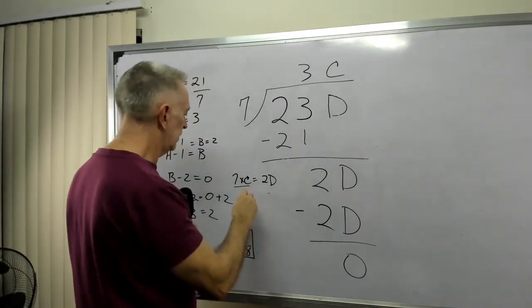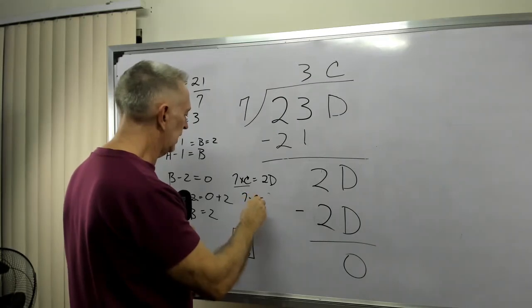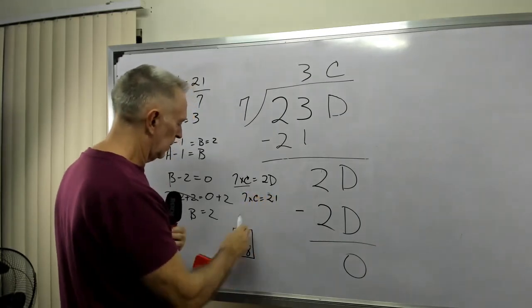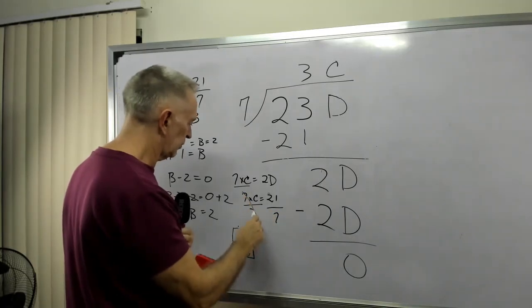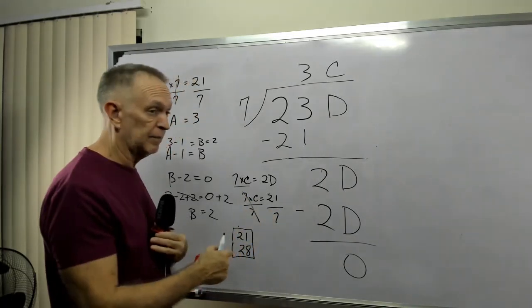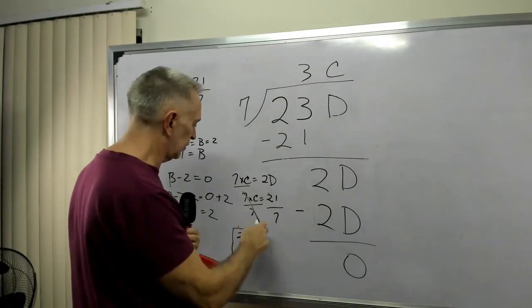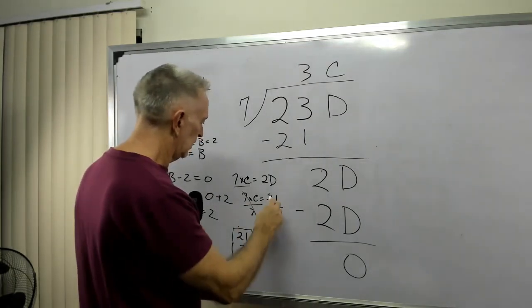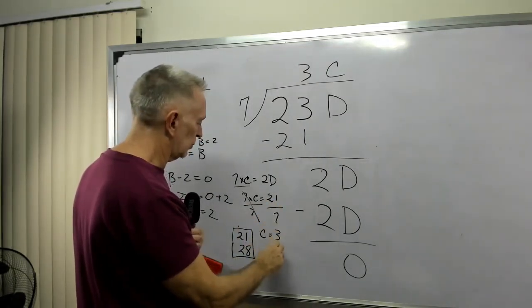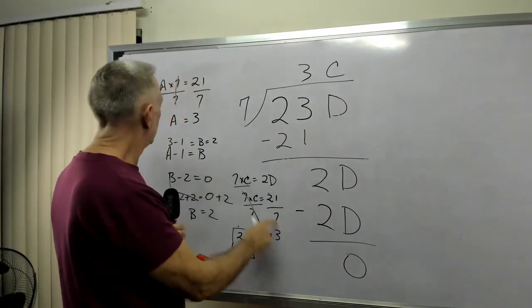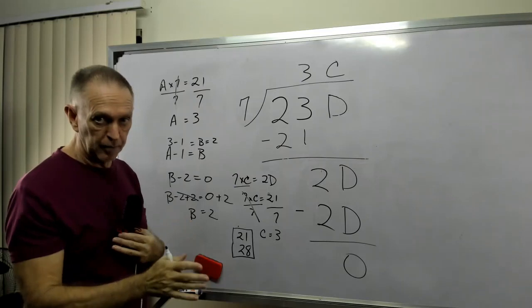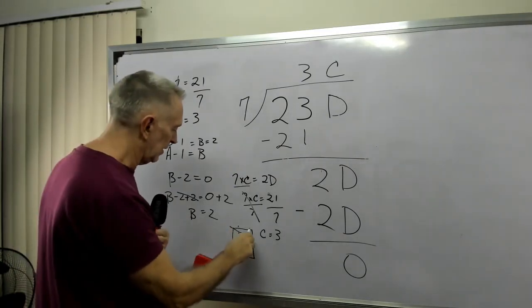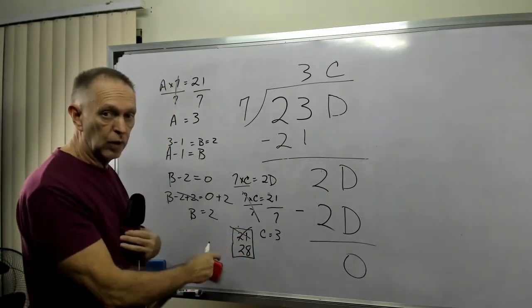So if I said 7 times C equals 21, and I divide both sides by 7, 7's cancel, or 7 divided by 7 is 1. 1 times C is C. 21 divided by 7 is 3. Oh, but we said A was 3, and we also said no repeating numbers. So I cannot use 21.